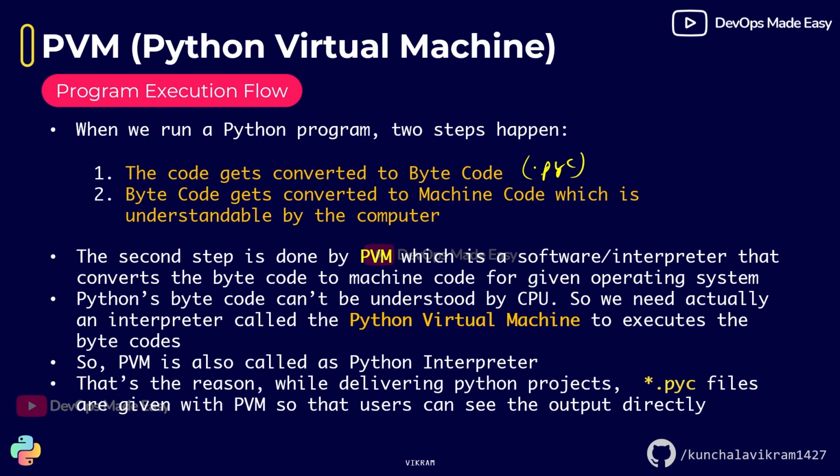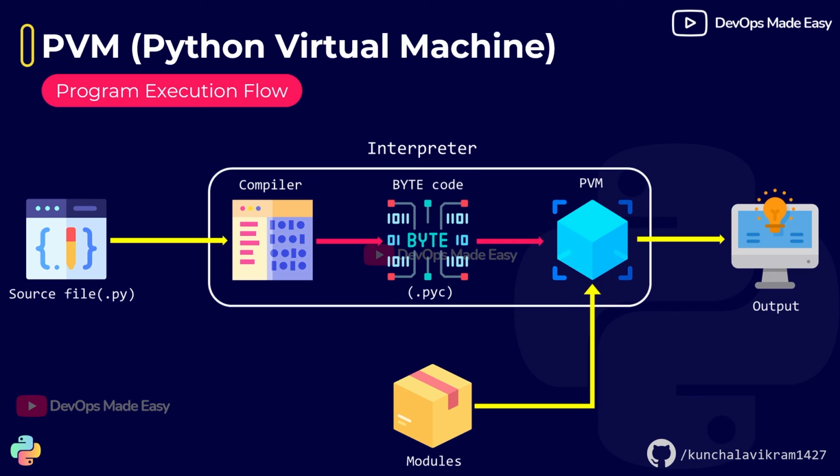Let's say you have taken a PYC file and given it to a PVM running on the Linux operating system. Then this PVM can take that bytecode and convert it into machine code that can be understood by that operating system or the underlying hardware. That means PYC files are platform independent. You can take this PYC file and run it on any operating system, provided you are giving it to the correct PVM. Now this is the overall execution flow.